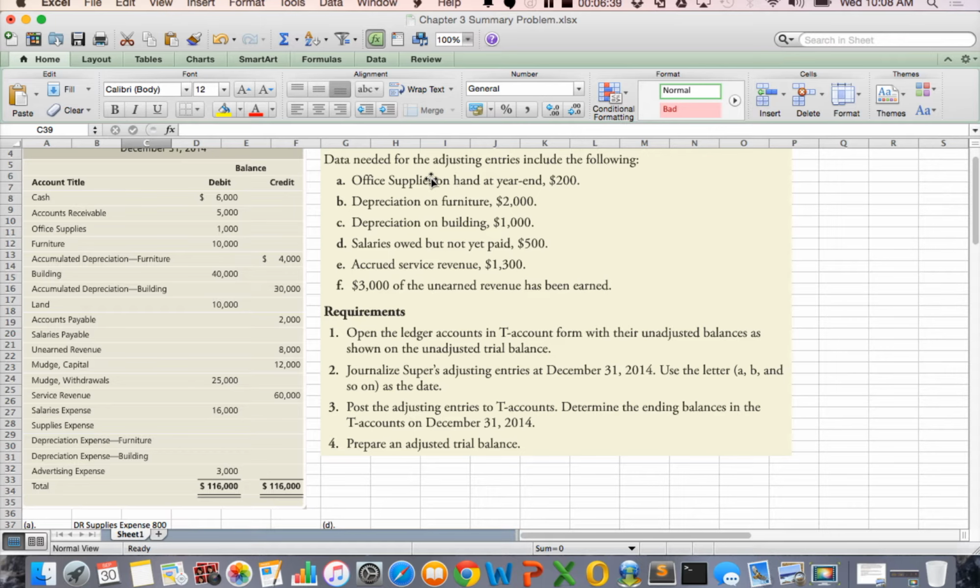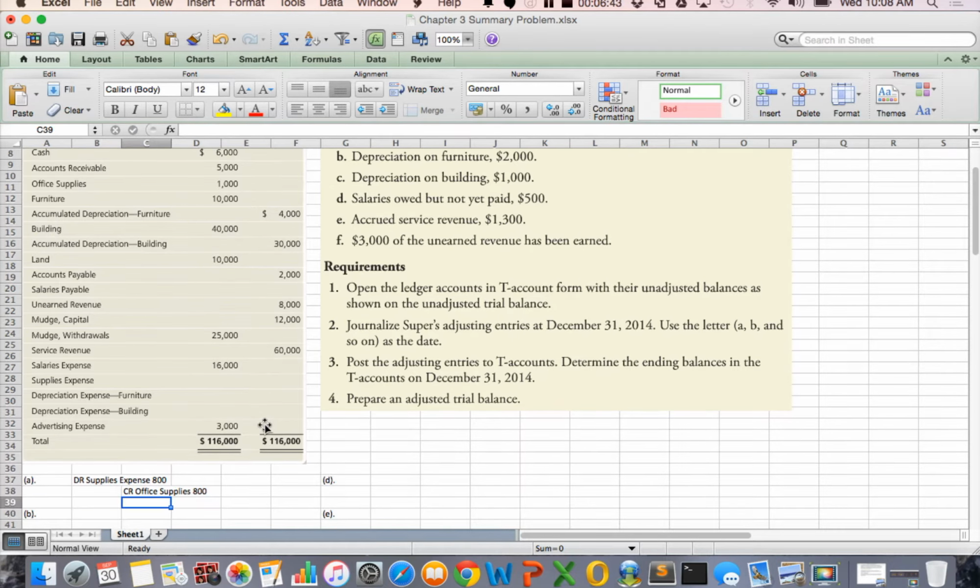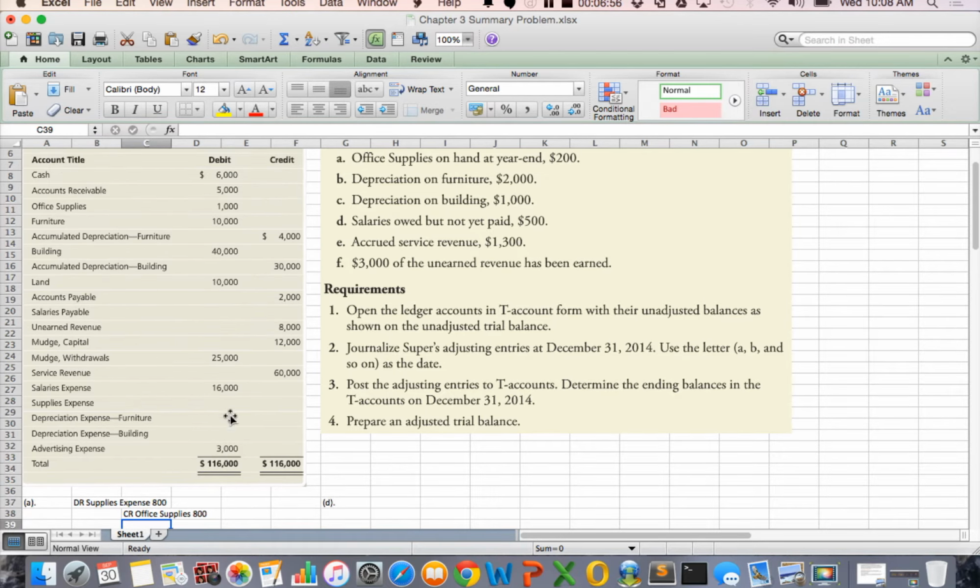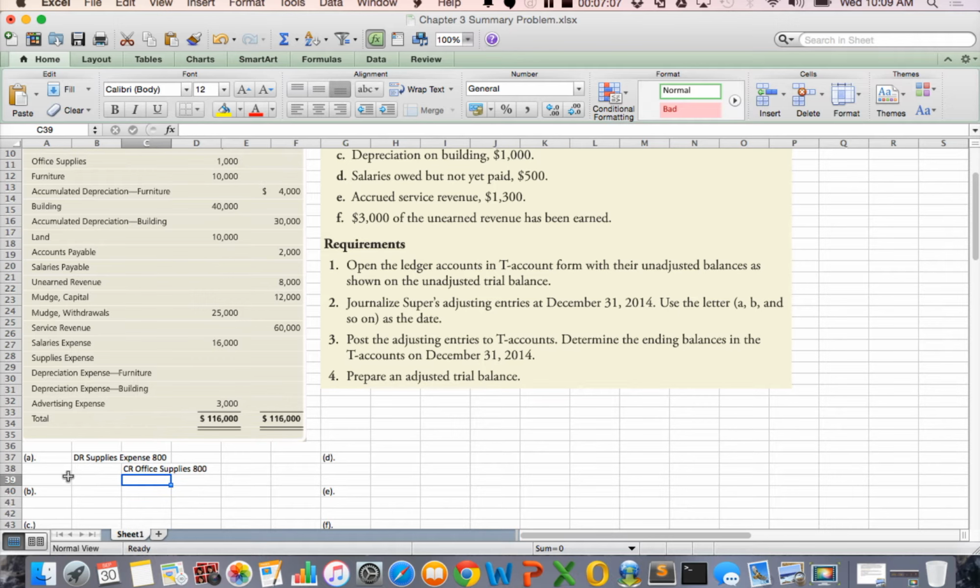Prepaid expenses, right? The only reason I ask you that is if you know what type it is, then you'll know what format the journal entry should look like here. Okay? So B, depreciation on furniture, $2,000. Since it says depreciation right in the title, you don't even have to figure it out. You should know that's a depreciation problem.